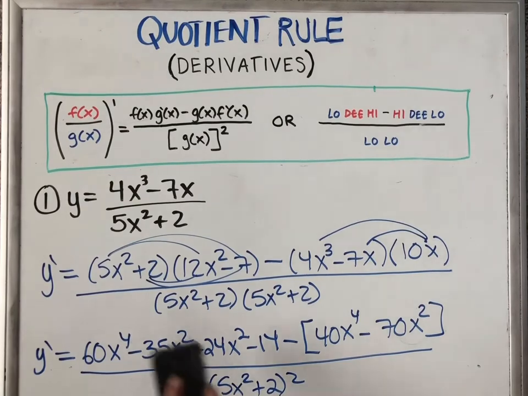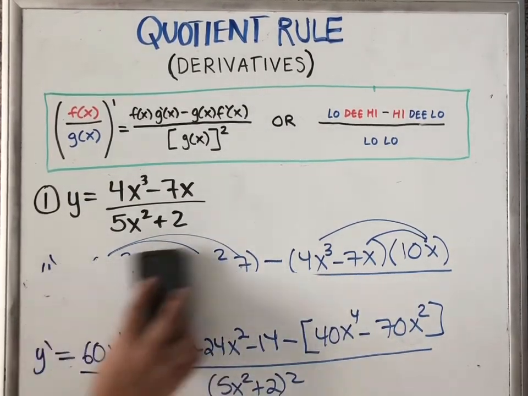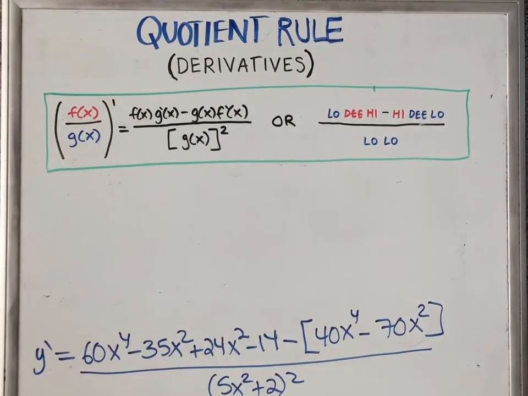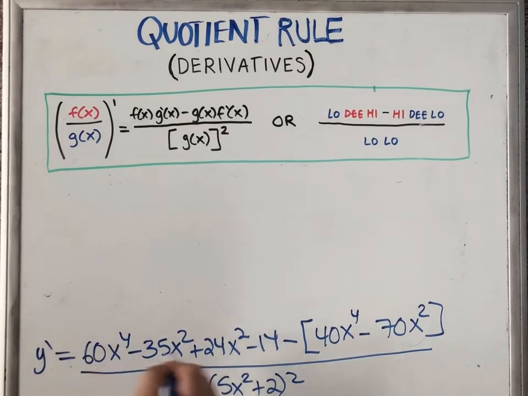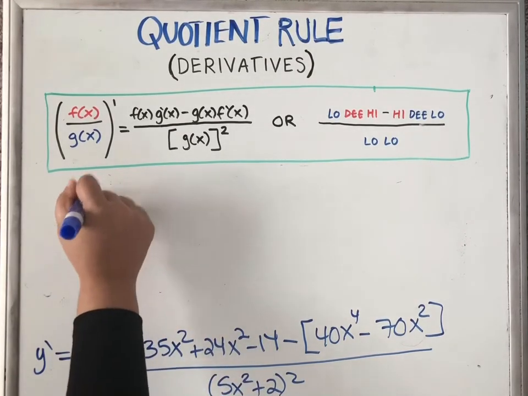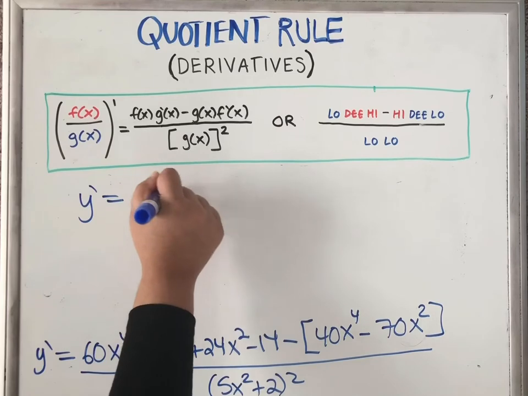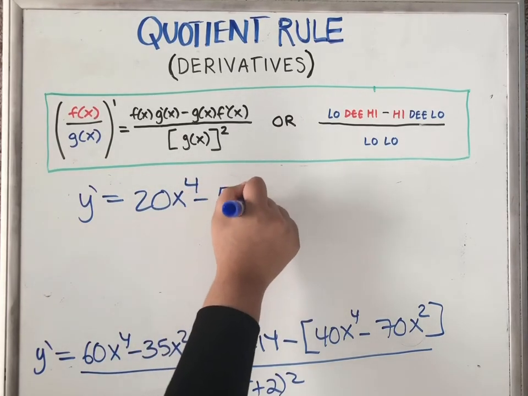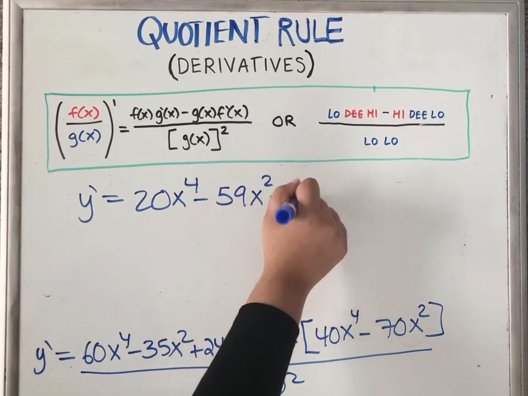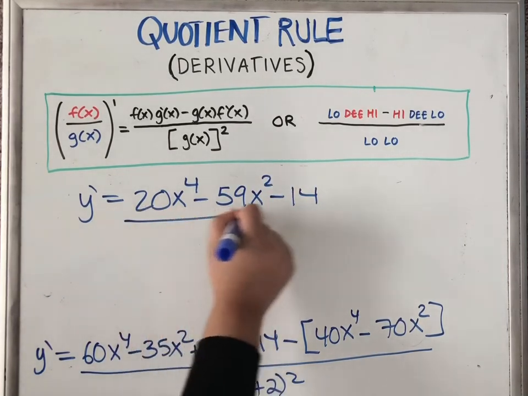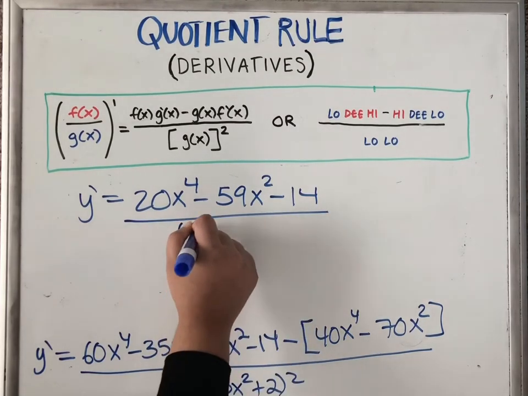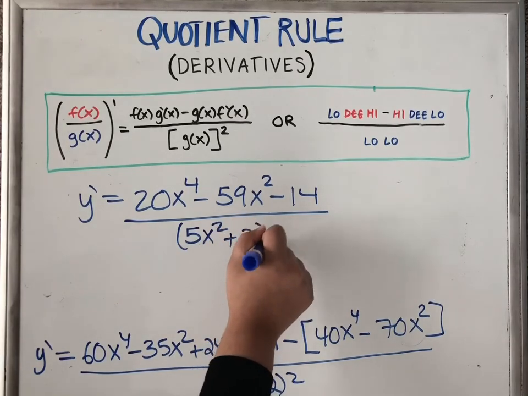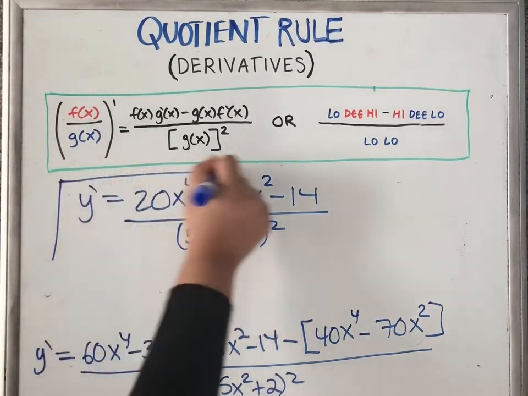All right, just to give myself a little bit more room, I'm going to erase this up here, and clean this up a little bit. So simplifying the top, we're actually going to come out with this. So y equals 20x to the fourth minus 59x squared minus 14 all over, and then I'm not going to distribute the bottom just for time purposes, but feel free to do so if you need to. And that would be our final answer.